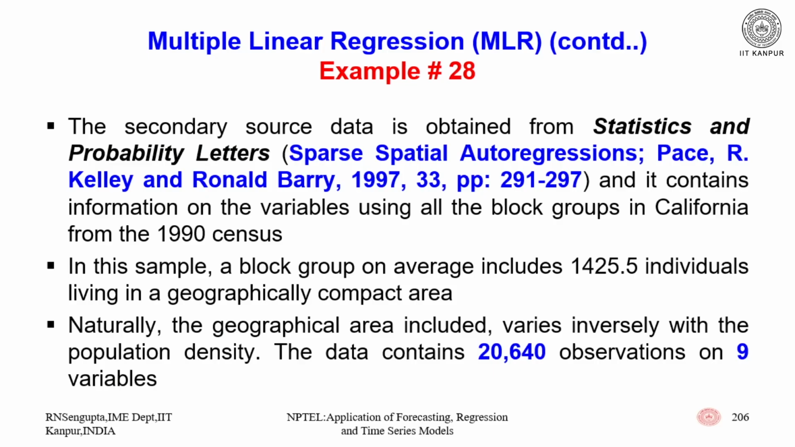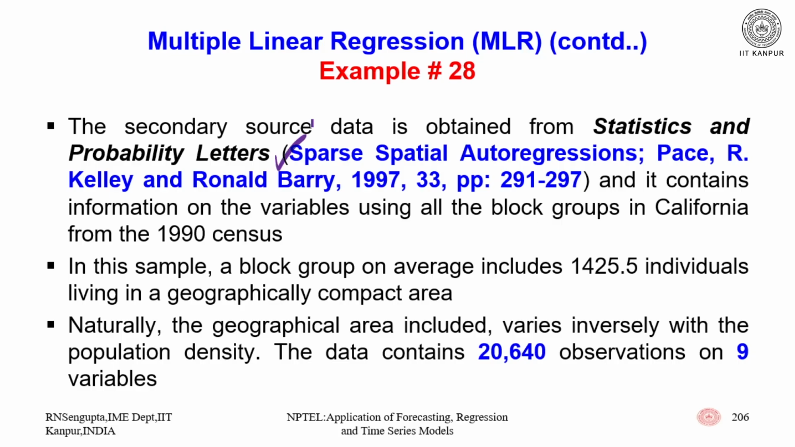The 28th problem is totally in a different area. This is secondary source data obtained from one journal, Statistics and Probability Letters, and this came out in 1997. All the information about the journal, the writer, the title of the paper, the year, page number, volume, everything is given. So, if you check here, you will find it out.